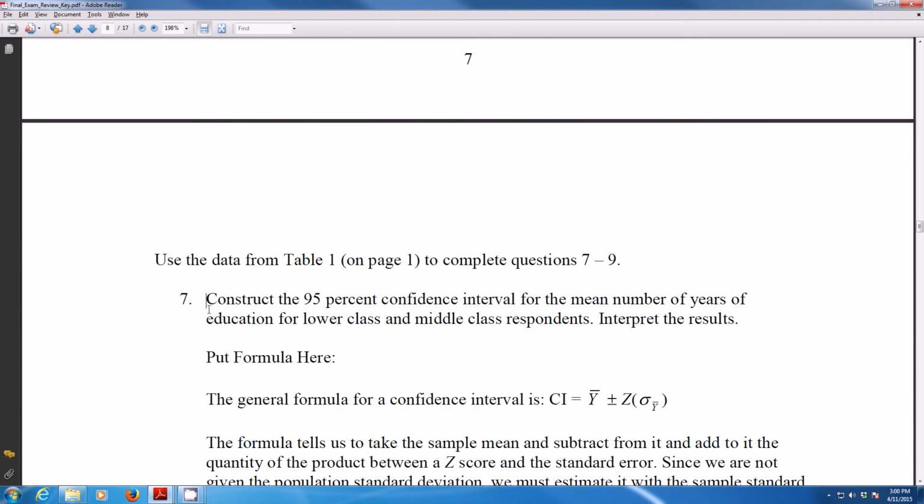For question 7, we're told to go back to table 1 to use the data on education across the social classes to answer the following questions, 7 through 9. And so question 7 says, construct the 95% confidence interval for the mean number of years of education for the lower class and the middle class respondents.